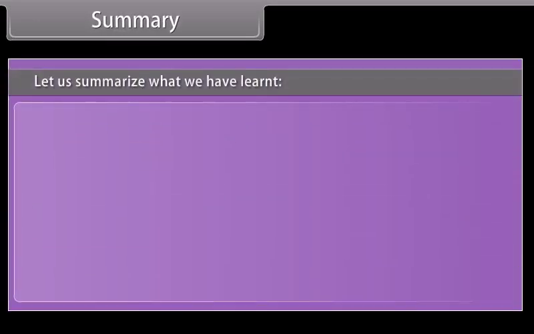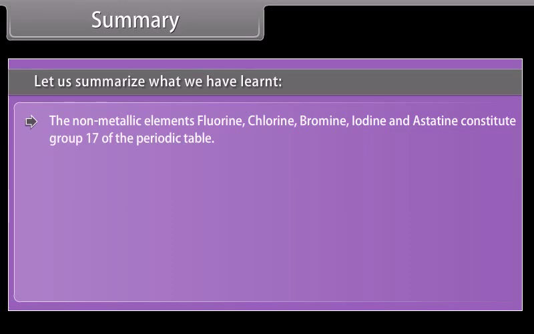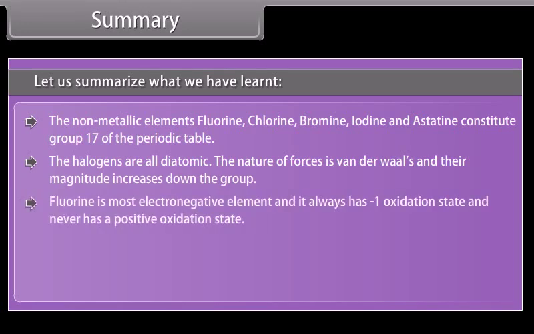Summary. Let us summarize what we have learnt. The non-metallic elements fluorine, chlorine, bromine, iodine and astatine constitute group 17 of the periodic table. The halogens are all diatomic. The nature of forces is van der Waals, and their magnitude increases down the group. Fluorine is the most electronegative element and it always has a -1 oxidation state and never has a positive oxidation state.